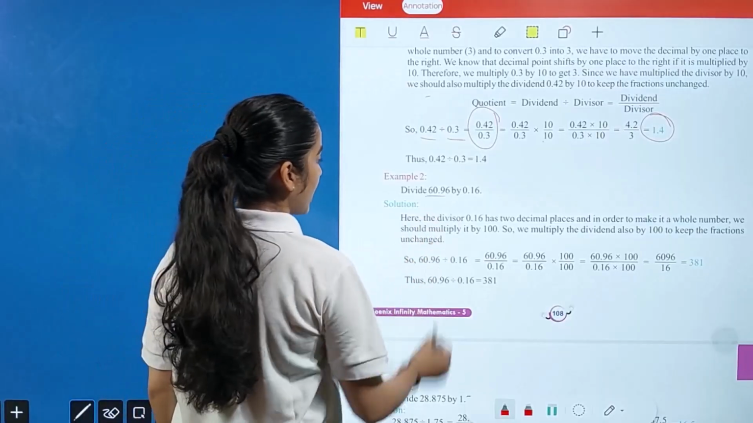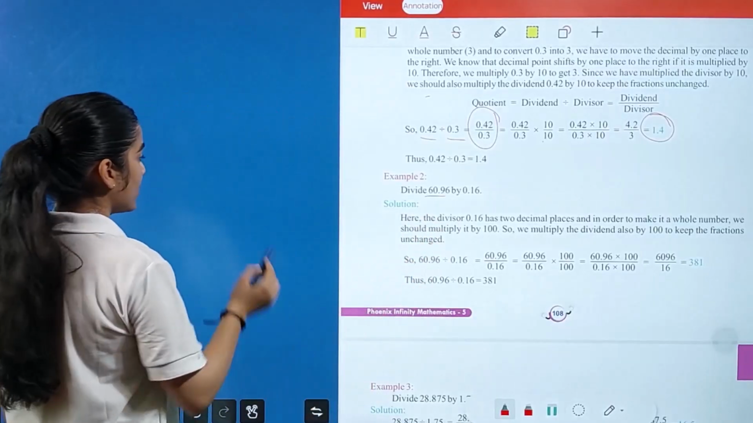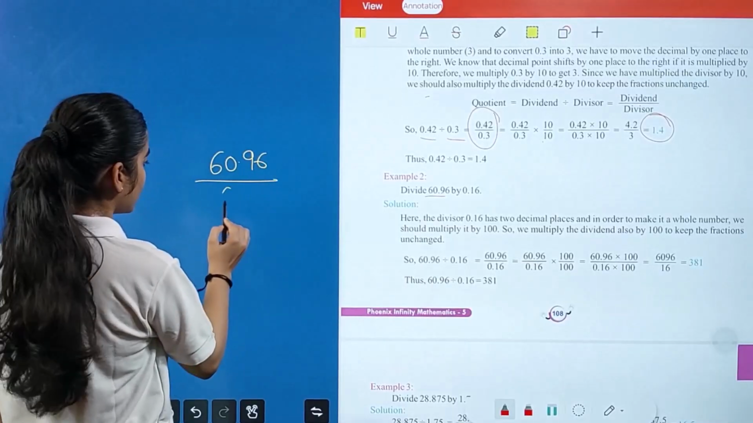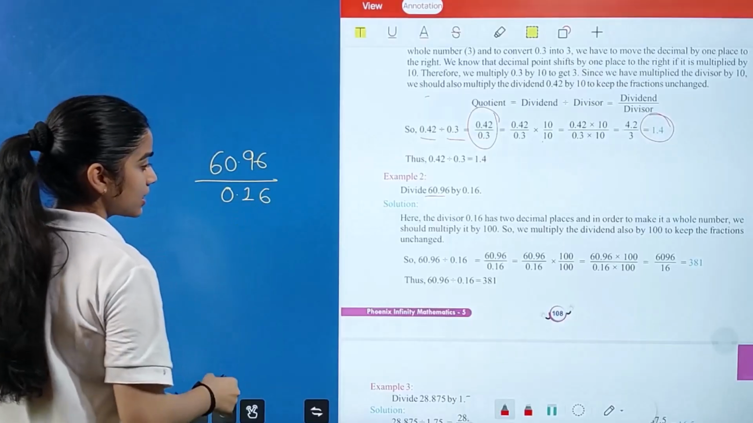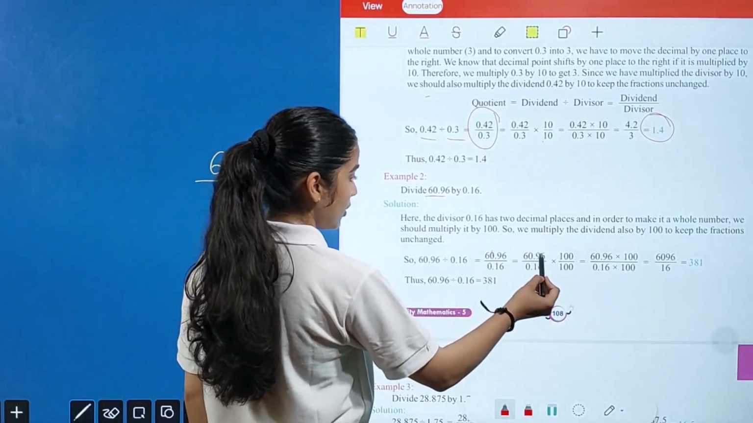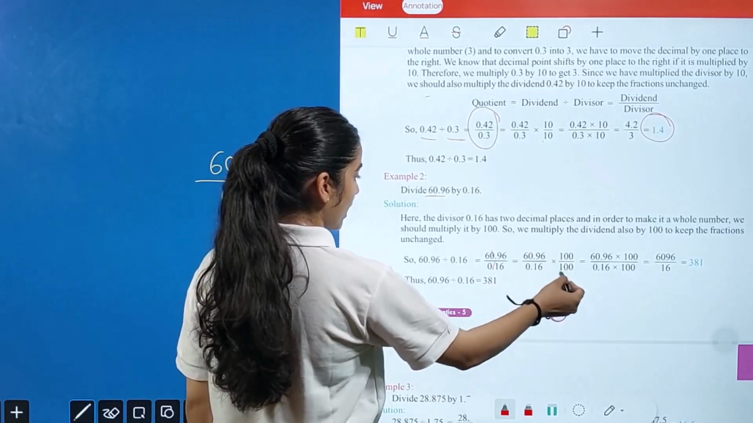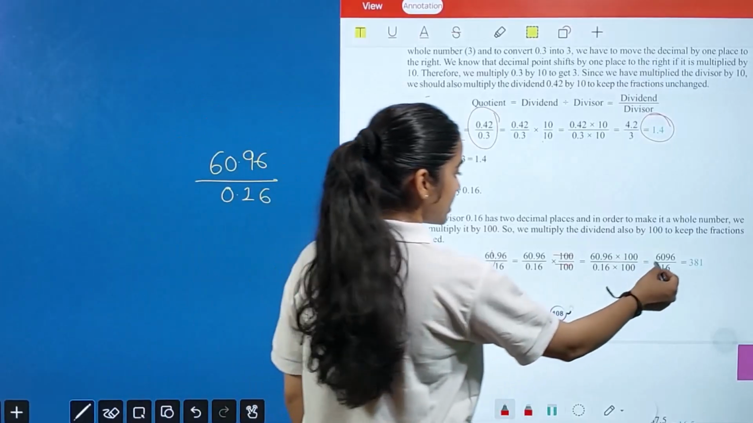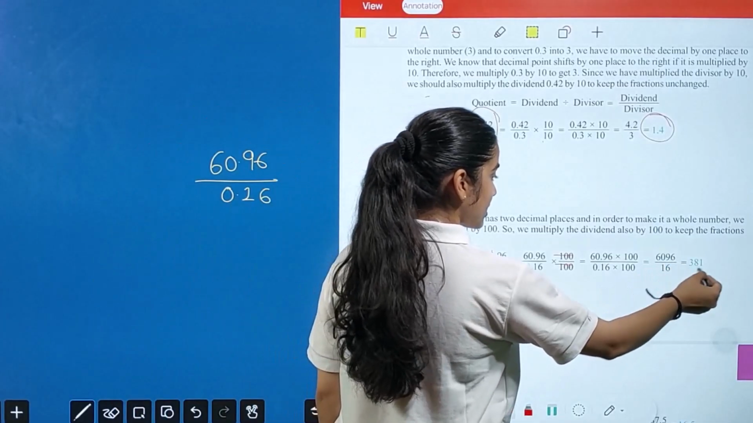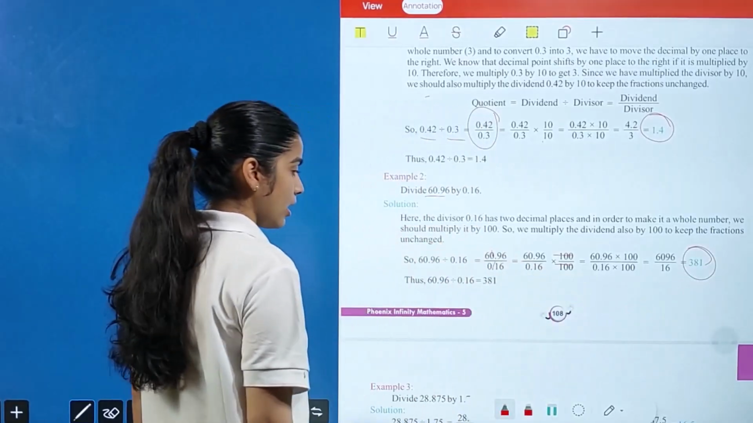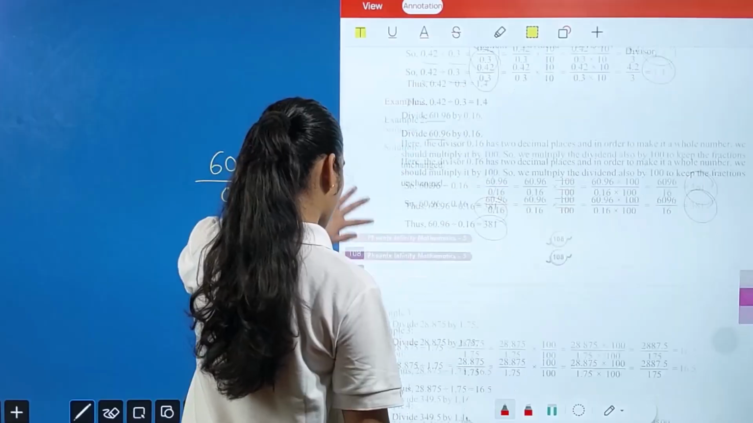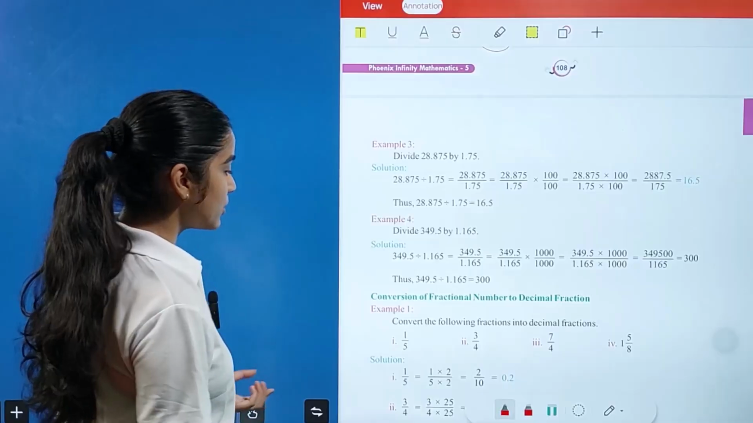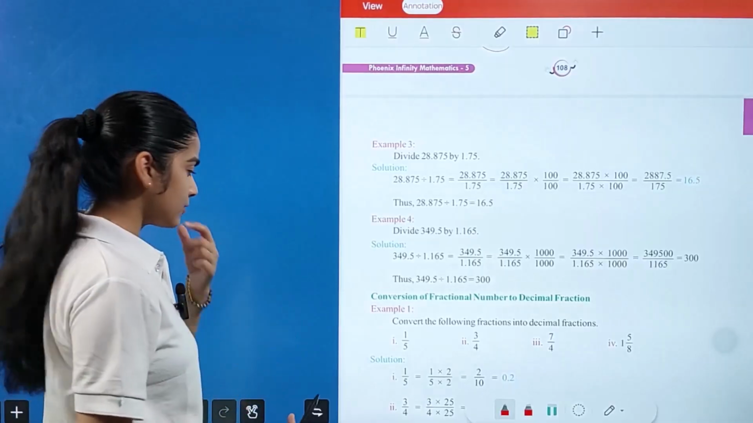Now 60.96 divided by 0.16. In this case, you have to remove the points. So here we have 100 and here we have 100. Now you can cancel 100 by 100. So your answer is 6096 divided by 16. At the end, your answer is 381. Okay, students, so now we move forward. We have the same examples for the division of decimal numbers, and you have to repeat the same process again and again. So you can do this.